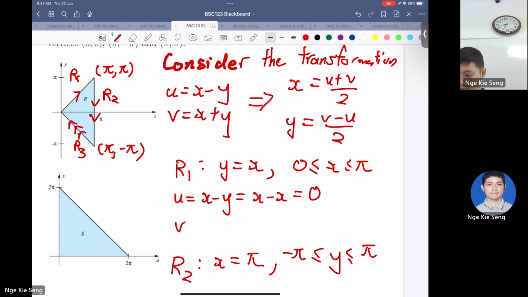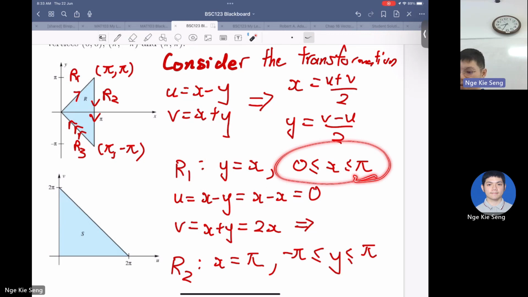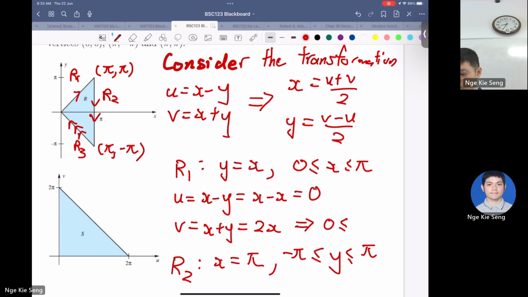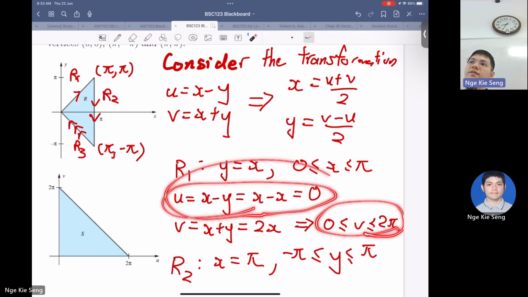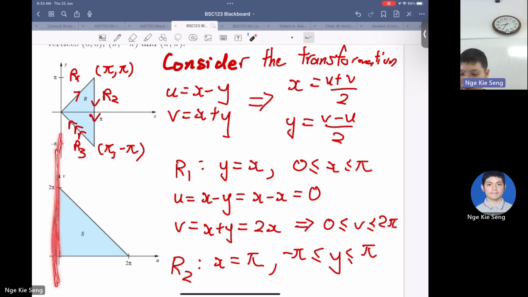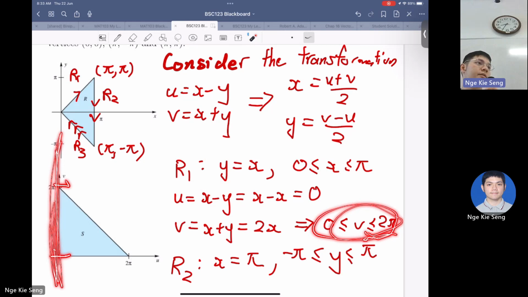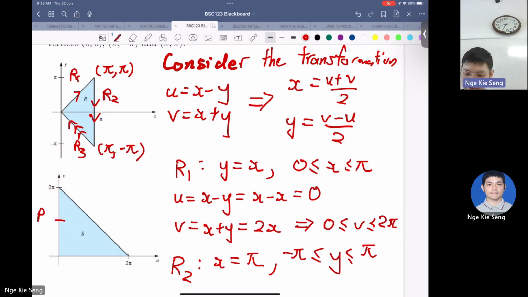So what is our v? V is x plus y. But y equals x, so you get 2x. So your x is in between 0 and pi, so your range for v is from 0 to 2 pi. For u, u is always 0, but your range is determined by your v. So v is from 0 to 2 pi. So you cut at 0 to 2 pi. Does it make sense? So this is the new R1.